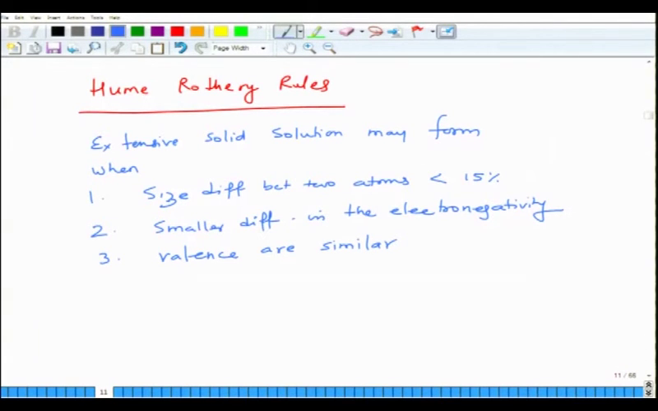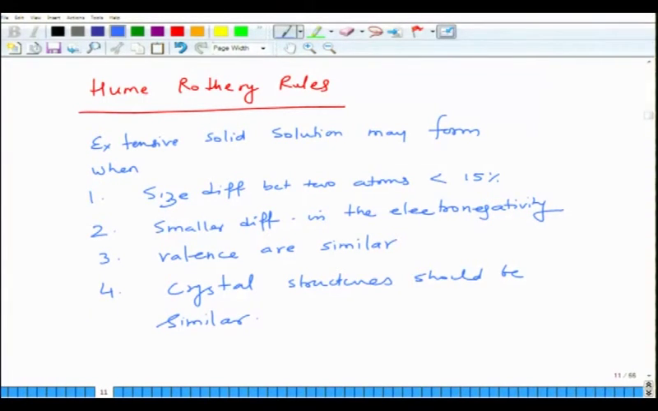And fourth is the crystal structures should be similar. So, when the valences are not similar, then the element with higher valence is likely to dissolve in the element of lower valence. That is typically the norm.